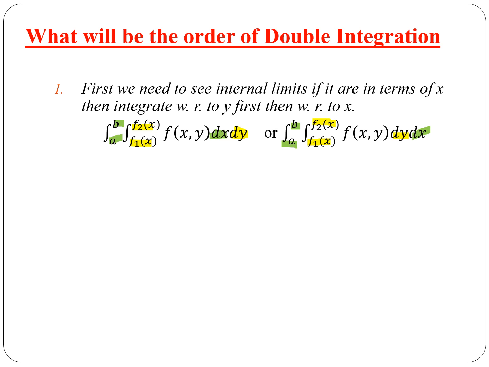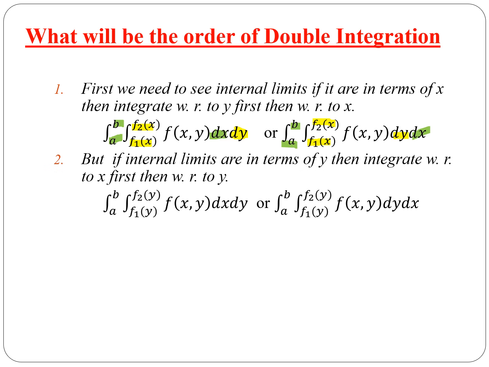If internal limits are in terms of x, then we have to integrate first with respect to y and then with respect to x. Similarly, the second problem can be of this type, where the internal limits are in terms of y, that means it is for x. So if internal limits are in terms of y, first we have to integrate with respect to x, and then with respect to y. So the y limit is constant, a to b. Here dx dy or dy dx is written, it doesn't affect the order of integration.